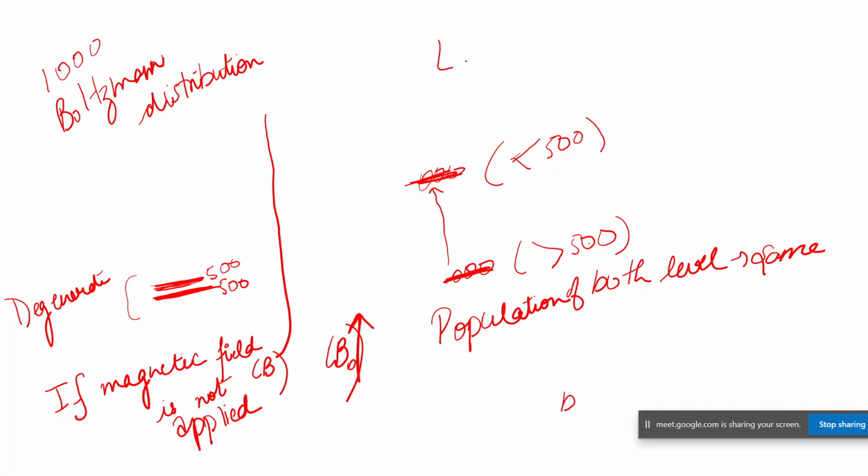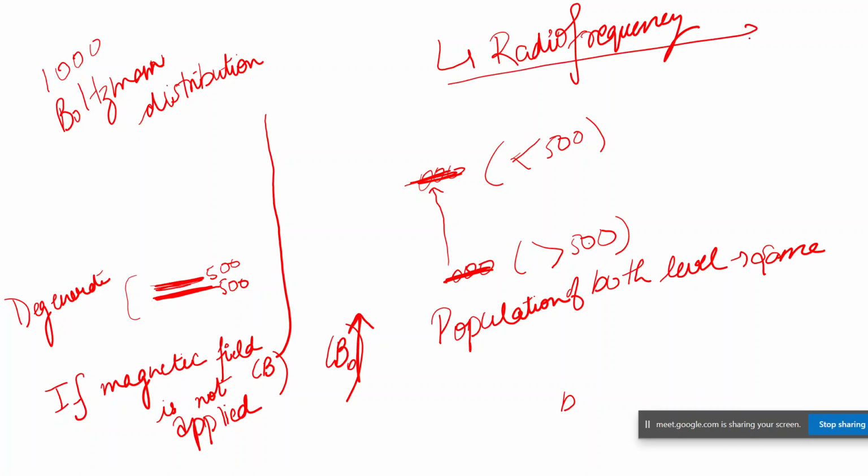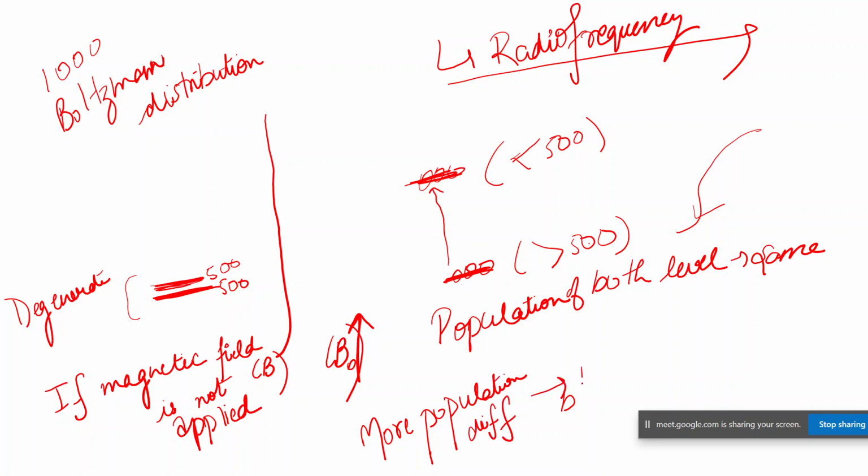So like you know that in NMR we use radio frequency. So you are applying some radiation and the molecules are moving to a higher energy level. And remember that the more the population difference, like here and here, the more population difference, or you can say more transition, the more will be the intensity.